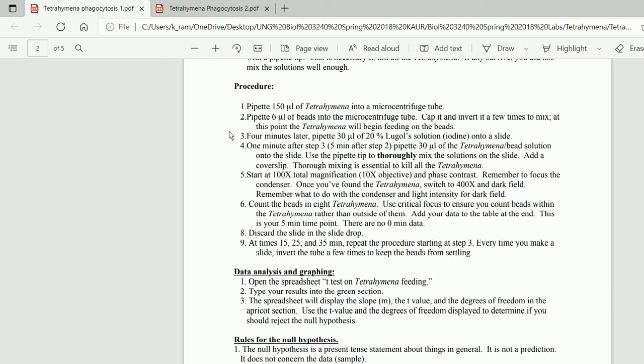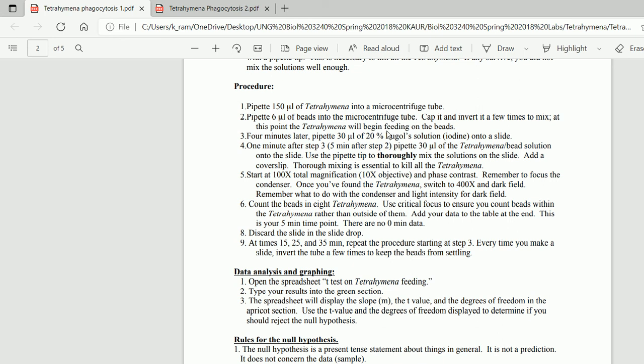Add a cover slip. Thoroughly mixing is essential to kill all the tetrahymena. At this point, we want all the tetrahymena to die. We don't want them to take more iodine stain inside them, because now we want to determine how many vacuoles have been stained inside the tetrahymena. So this is your 5th minute point.